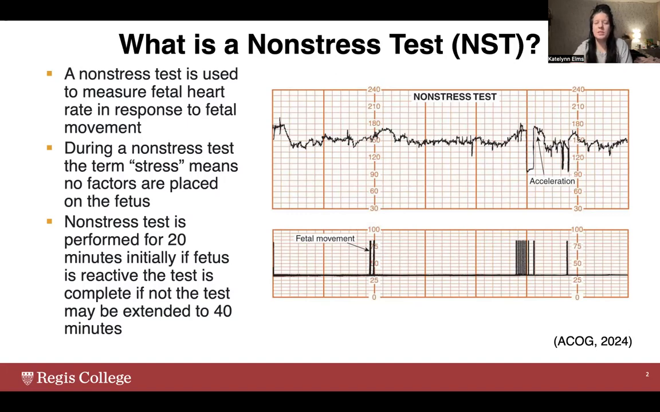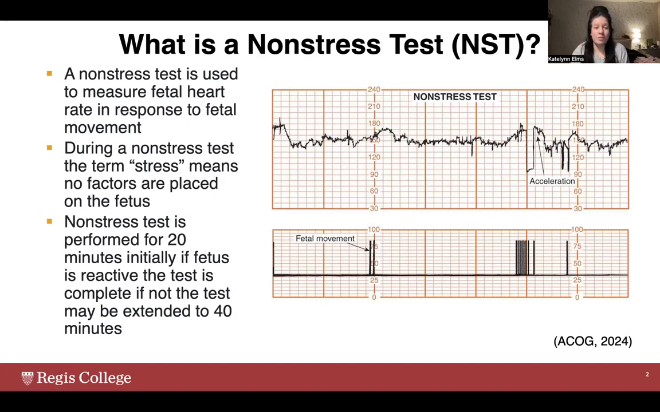So if you see here on the screen, the top chart is the fetal heart rate, which we like to see between 110 and 160. And these mountains are accelerations, which there's different levels of accelerations that fetuses need to have based on gestational age. We also want to see variability, which is beat to beat heart rate changes. And then the bottom line is uterine tone, which could indicate contractions, or this one says fetal movement.